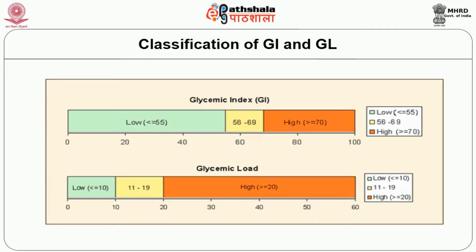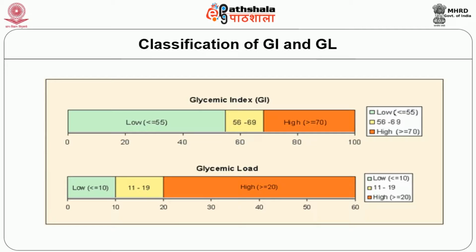Regarding glycemic load classification, foods with a value of less than 10 are categorized as low glycemic load foods, foods with a value of 11 to 19 are classified as moderate glycemic load foods, and foods with a value of more than 20 are classified as high glycemic load foods. Now we understand glycemic index and glycemic load with their definitions and classifications.